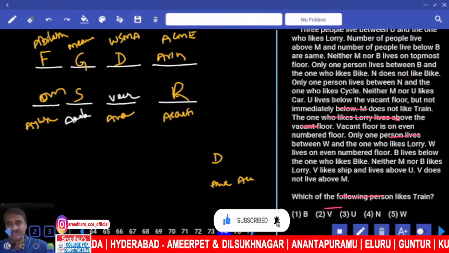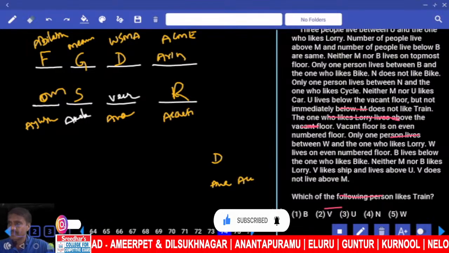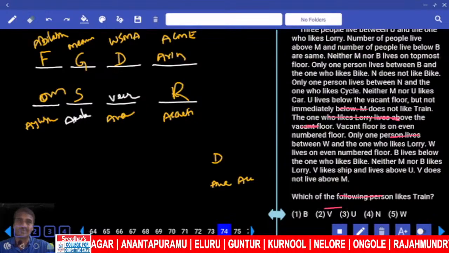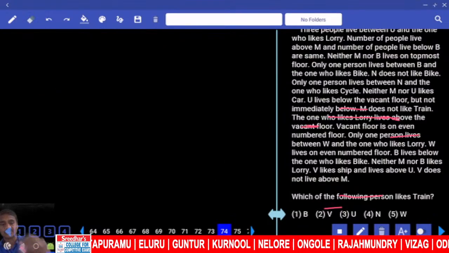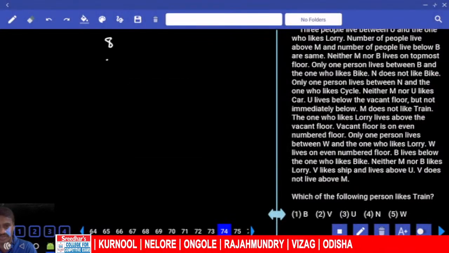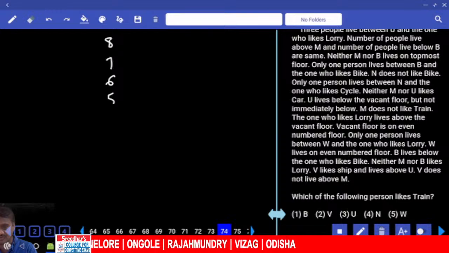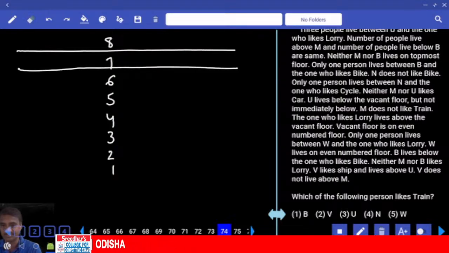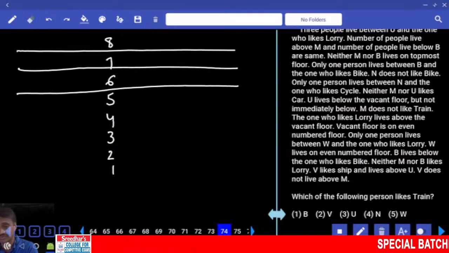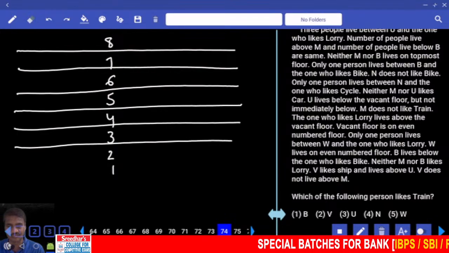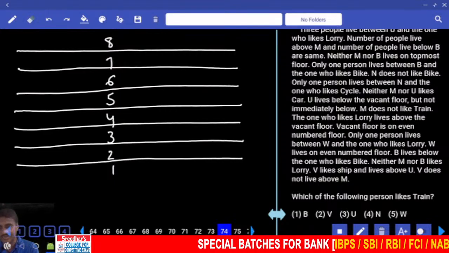One person sits between A and B. It means maybe one floor or two floors. One floor between A and B means exactly one floor. Done? Let us start now. How many were there? 8 floors. Now these are the 8 floors we have: 8, 7, 6, 5, 4, 3, 2 and 1. Now these are the 8 persons we have. 8 floors and only 7 persons were there, and 7 persons staying in these 8 different floors and one of the floors being vacant.